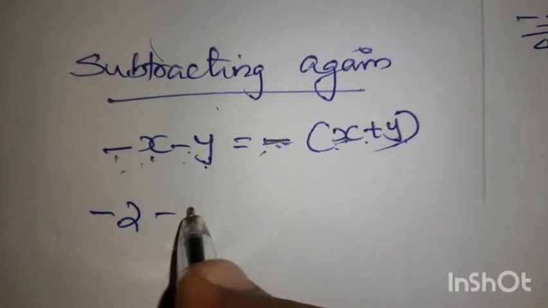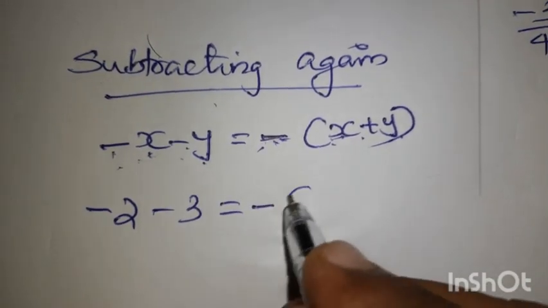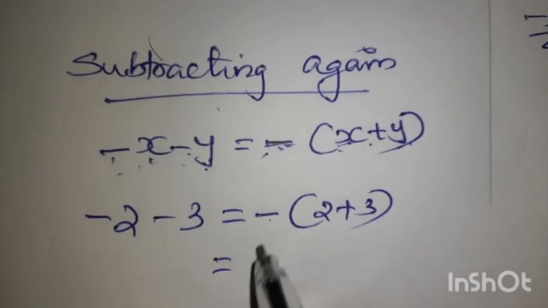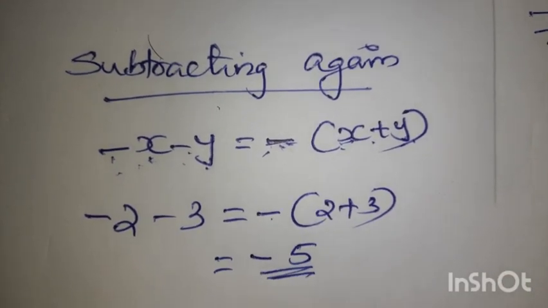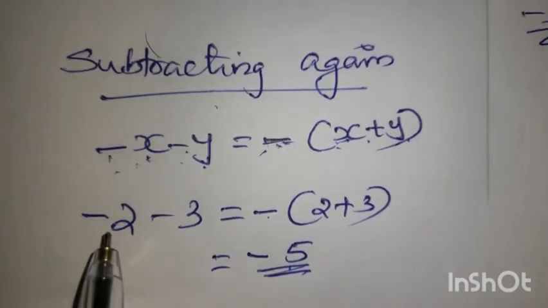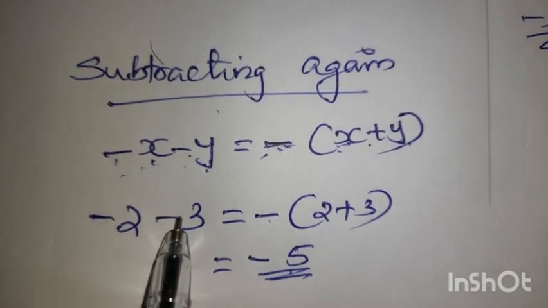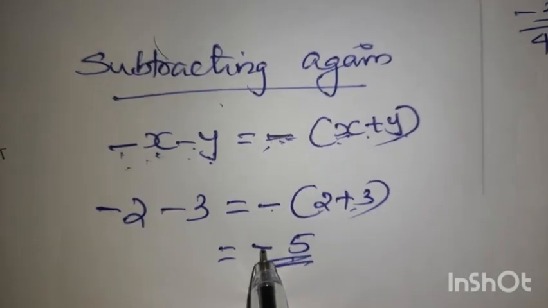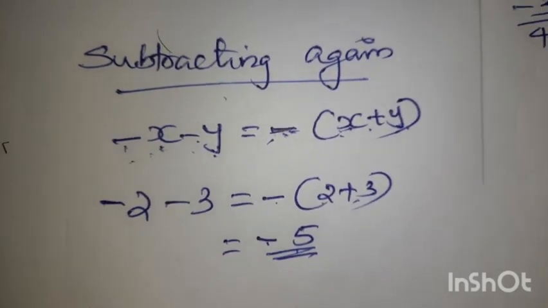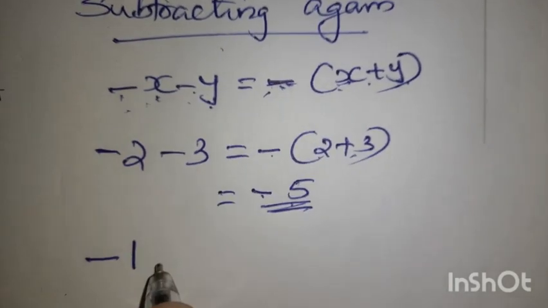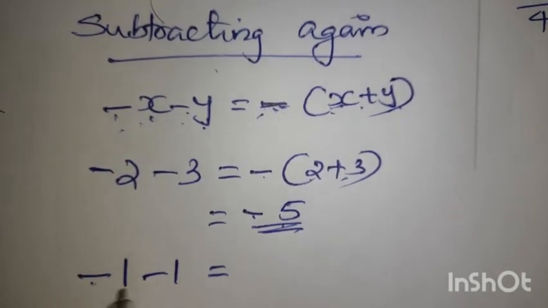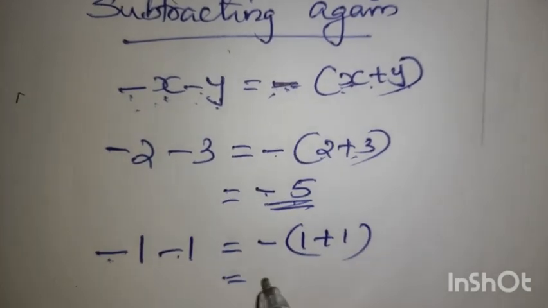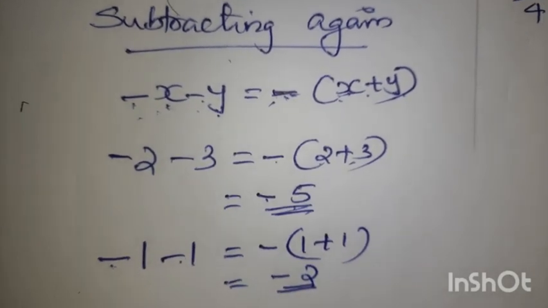If it is minus 2 minus 3, what do you have to do? Minus of 2 plus 3. The numbers are added and keep the sign of minus. Normal addition you should do. If two minus signs are there, you have to add the numbers and keep the minus sign. Minus 1 minus 1. Both are minus. So you have to add the numbers 1 plus 1. Then keep the minus sign. So minus 2 is the answer.